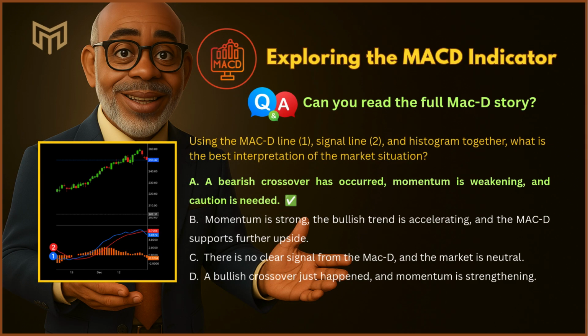The correct answer is A. A bearish crossover has occurred. Momentum is weakening, and caution is needed. The MACD line has started crossing below the signal line, while the histogram begins shrinking toward the zero line. This often suggests that bullish momentum is fading, and traders should begin watching for possible weakness or a potential reversal.